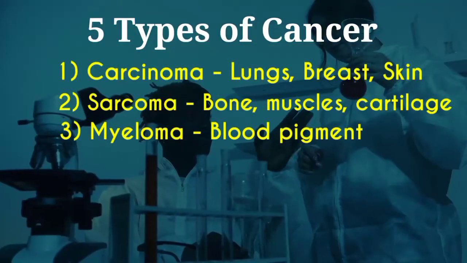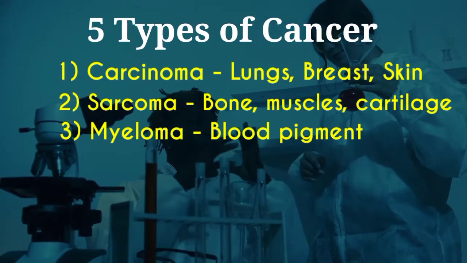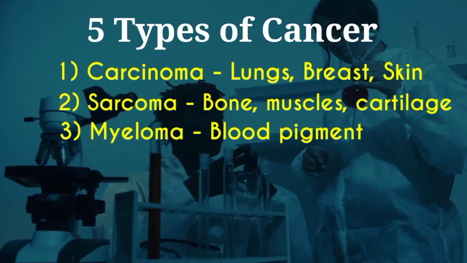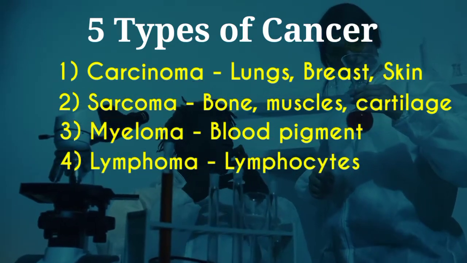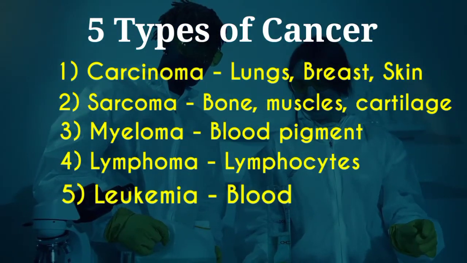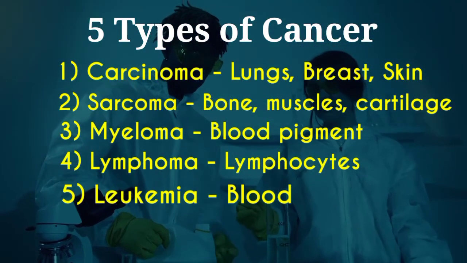3. Melanoma. Sometimes cancer can develop in the cells that pigment your skin. These cancers are called melanoma. 4. Lymphoma. This cancer affects your lymphocytes or white blood cells. 5. Leukemia. This type of cancer affects blood.